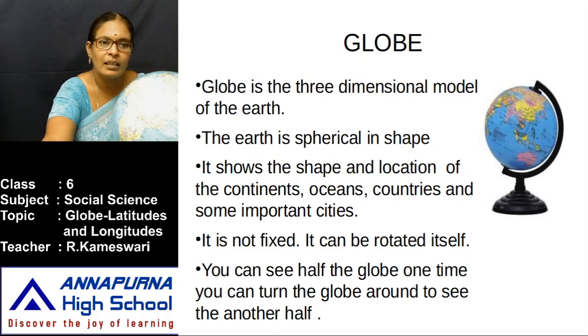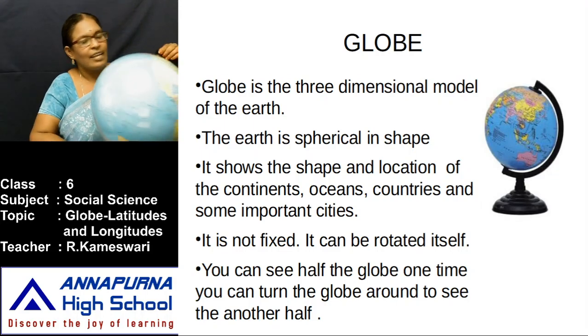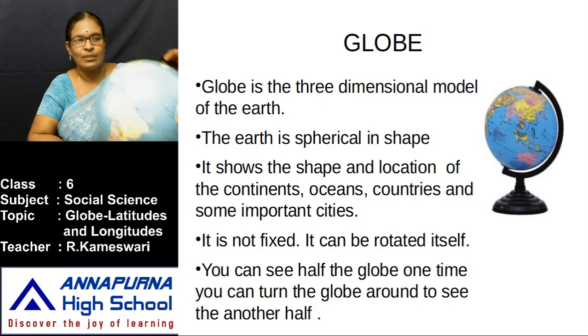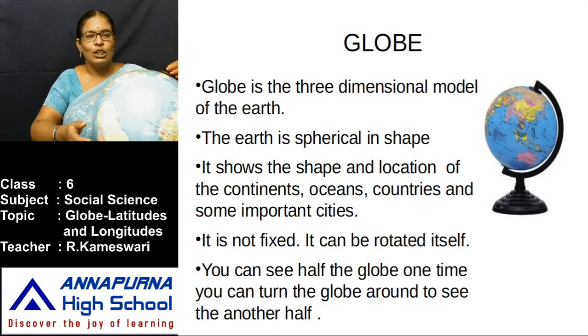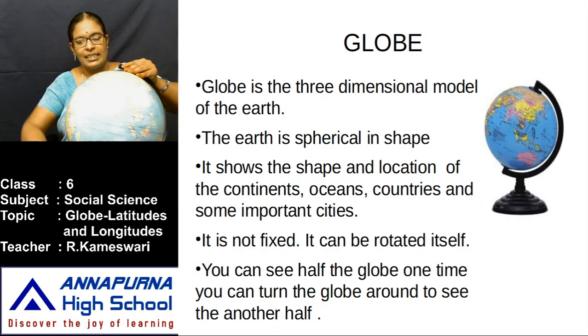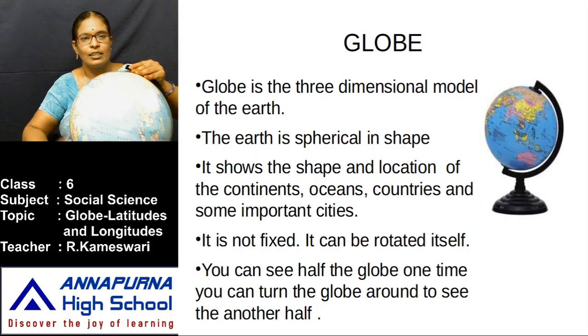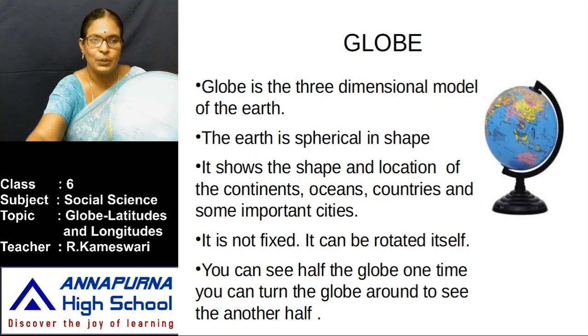Next, it is not fixed. It can be rotated itself. You see children, it rotates itself. How it rotates is with the help of this axis. What is the meaning of axis? Next I will explain to you. You can see half of the globe one time. You can turn the globe around to see the remaining half. You see children, now you see only half of the globe. When I turn it, the remaining half appears to you.